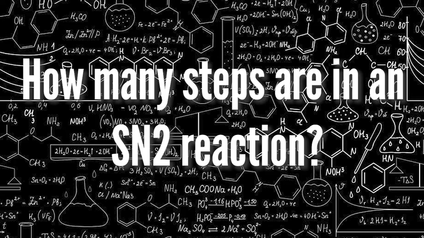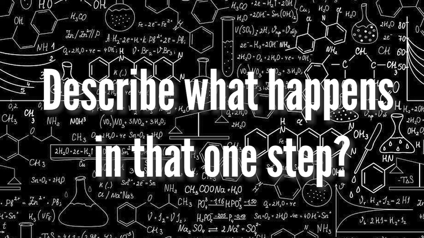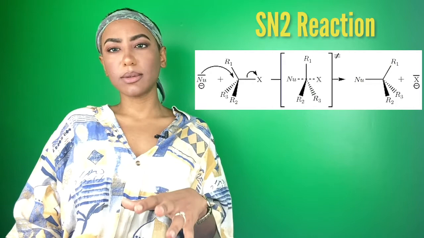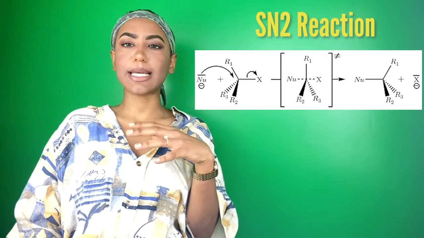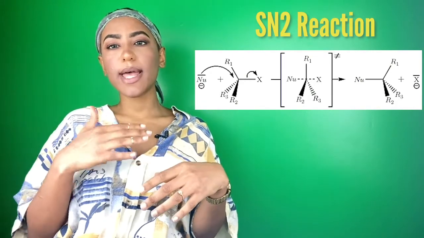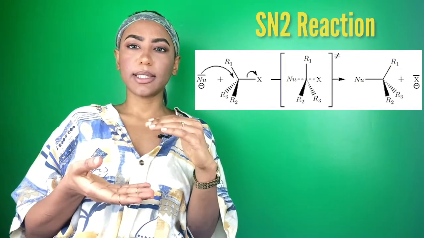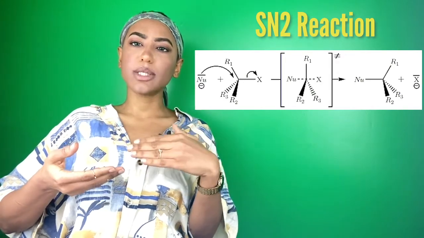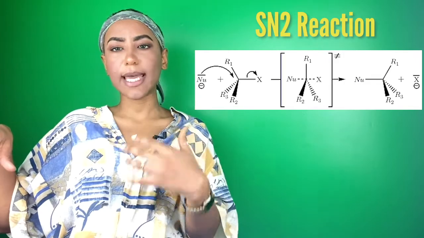Question number 8. How many steps does an SN2 reaction have? 1 step. Question number 9. Describe what happens in that single step. In that single step, the nucleophile comes along and it attacks the alkyl halide from the rear end of its carbon that is attached to the halogen, and in doing so, it displaces that halogen as a halide ion.